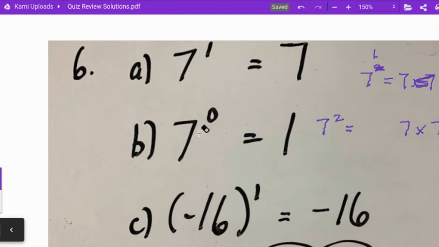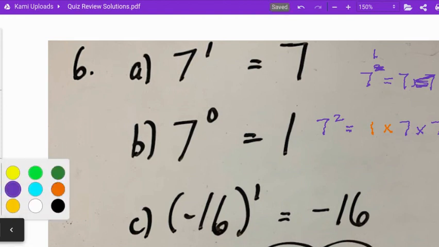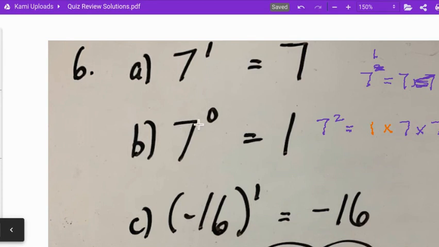In fact, any number at all, with any base at all, to the exponent 0 is equal to 1. One way to think about this: if we think about 7 squared, we know that's 7 times 7. We can sneak an extra little 1 in there. It doesn't change anything. Just 1 times 7 times 7. So think about now having 0 7s being multiplied together here.